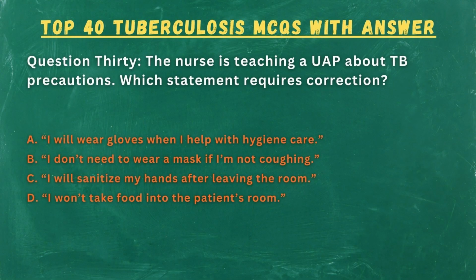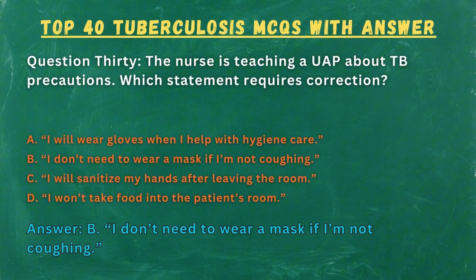Question 30. The nurse is teaching a UAP about TB precautions. Which statement requires correction? A. I will wear gloves when I help with hygiene care. B. I don't need to wear a mask if I'm not coughing. C. I will sanitize my hands after leaving the room. D. I won't take food into the patient's room. Answer: B. I don't need to wear a mask if I'm not coughing.